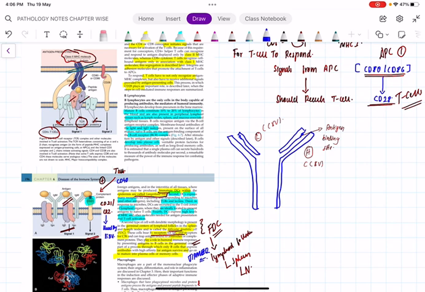So please do that. Then only you can revise and keep all these points in your memory. Thank you.